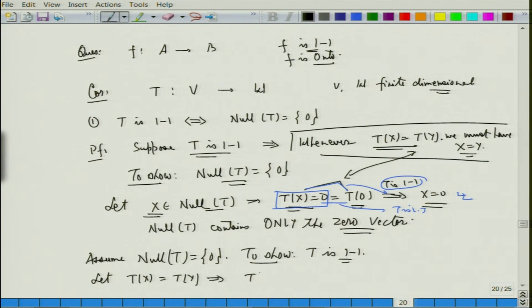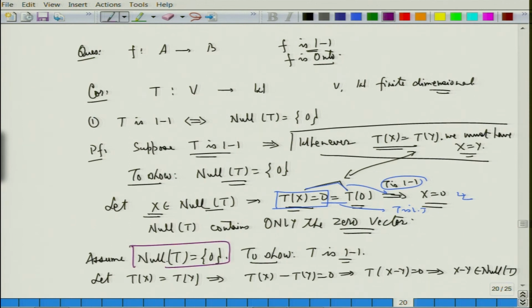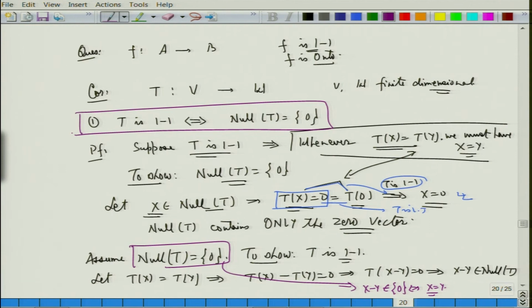So this part gives me T of x minus T of y is 0. This gives me that T of x minus y is 0. This gives me that x minus y belongs to the null space of T, but the null space of T is just the 0 vector. All right. So this together will imply that x minus y belongs to this set, which is the same thing as saying that x is equal to y. Fine. So, we have shown that T is 1-1 if and only if the null space of T is 0.